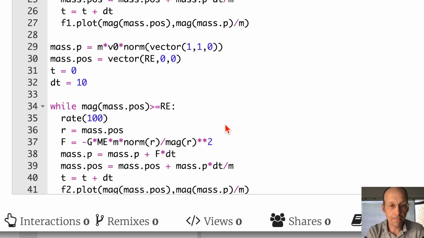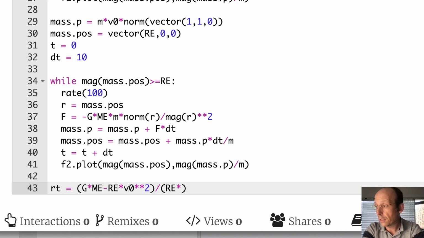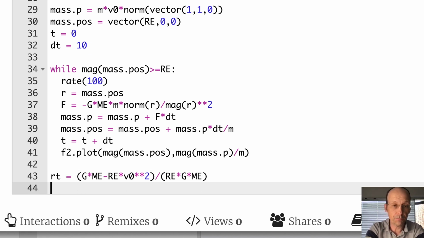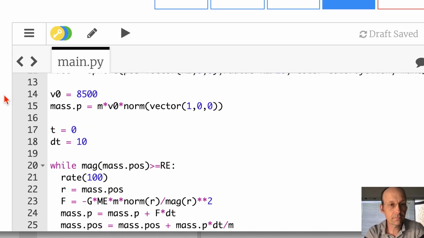Down here at the bottom, I'm going to add in, I'll call it RT for theoretical. I'm just going to type in that equation that I see right there. G times mass of the Earth minus, here I called it v0 squared times the radius of the Earth. I'll put it over here, R_E times all of that divided by R_E times G times M_E. And let's print that. Print R max theory equals RT in meters. So let's run it. And let's just hope that it works.